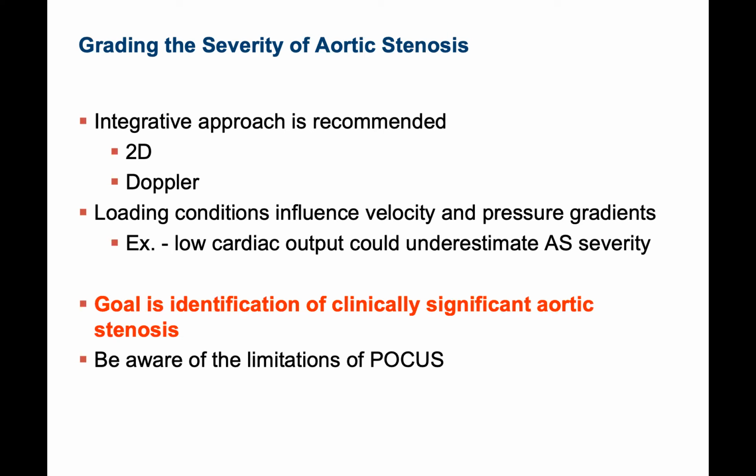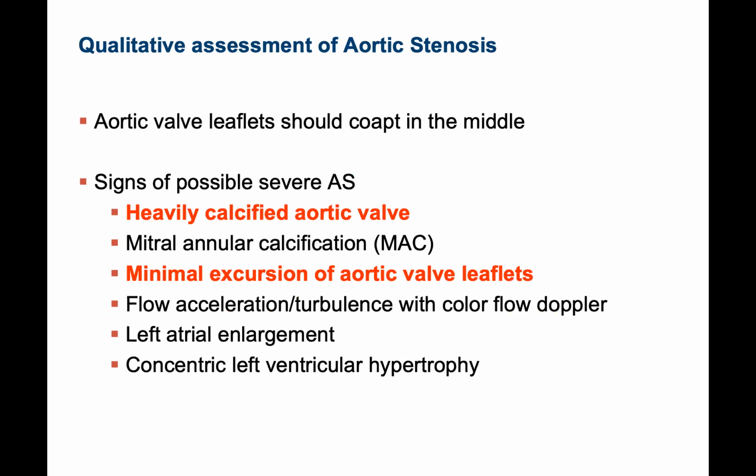But if you have a low cardiac output, meaning that that heart is not pumping as much blood through it as you would like, you might not get that high velocity across the aortic valve that you would get in a normal cardiac output. So a low cardiac output could significantly underestimate your aortic stenosis severity. And just note that the goal here is to identify clinically significant aortic stenosis. And so we want to be sure we are aware of the limitations of POCUS and make sure we put everything together. And if we're just blindly calculating a number and it doesn't make sense clinically, take a second look or ask someone else for help. So qualitative assessment of the aortic stenosis.